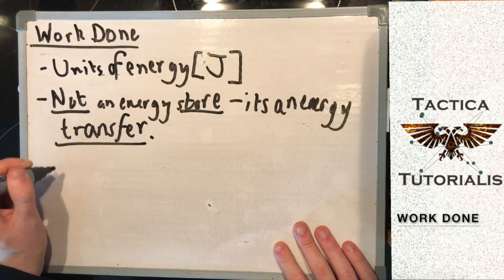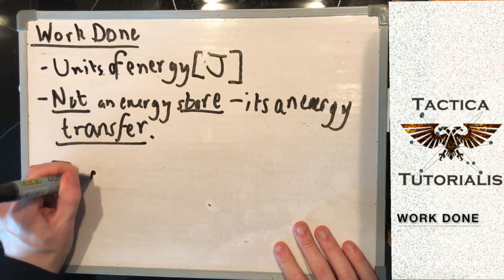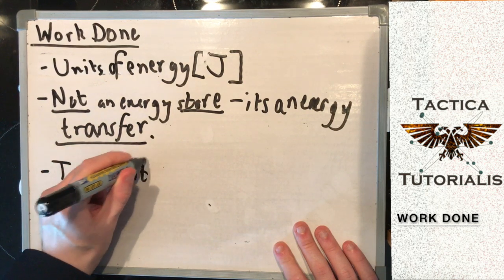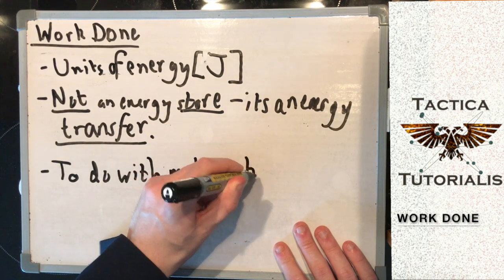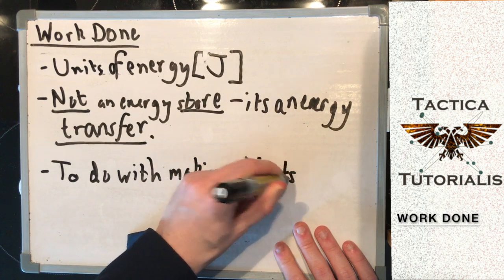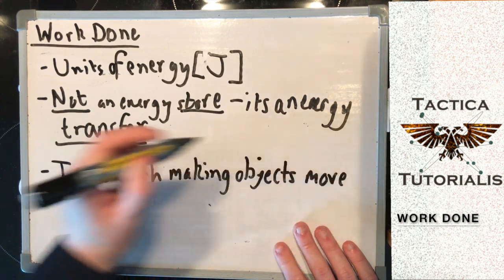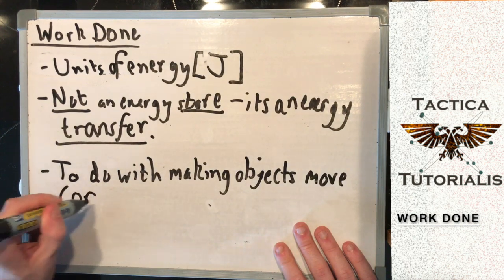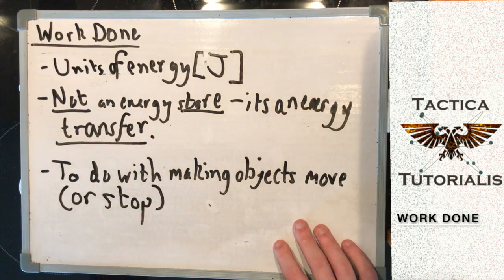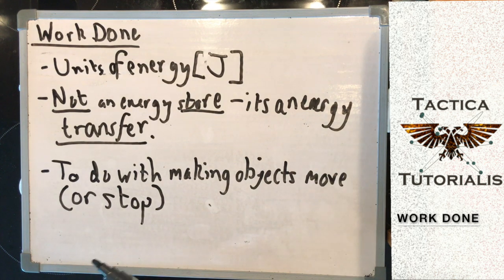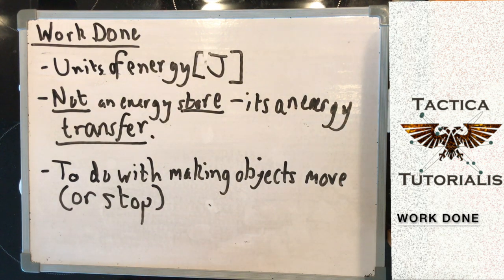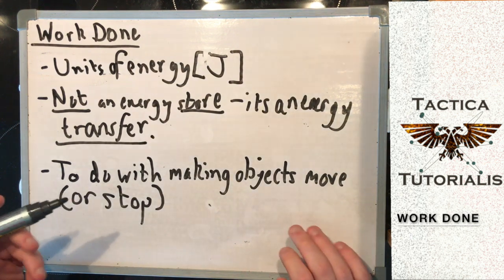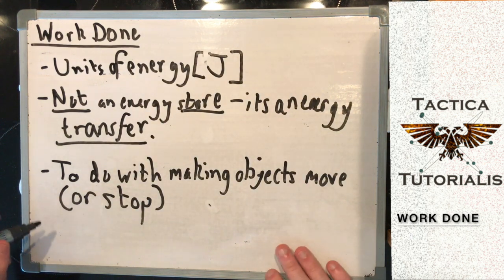So, work done is to do with making objects move or stop. I'll put in brackets, because you do see questions, for example, where you have work being done by brakes, to make something stop moving, but generally it's to do with moving objects. It's the energy transferred by moving an object.